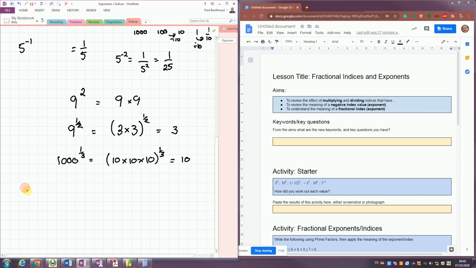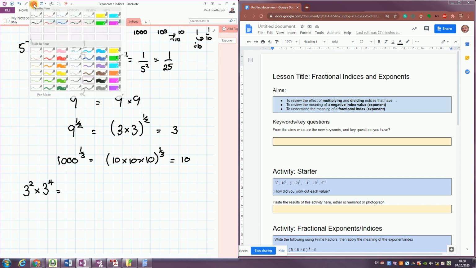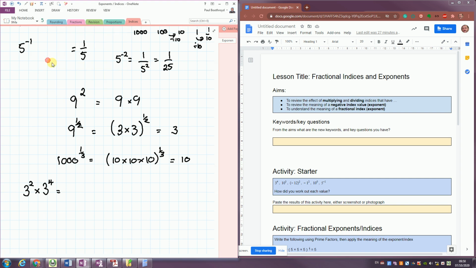If I do 3 squared times 3 to the 4, what's the single way of writing that without doing the final calculation? Yep, 3 to the 6.